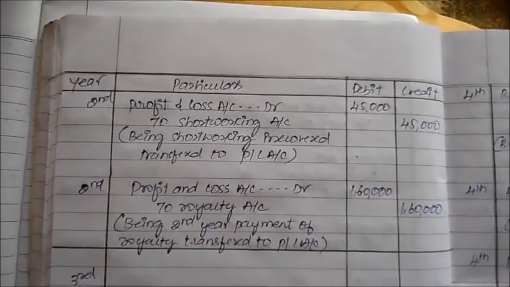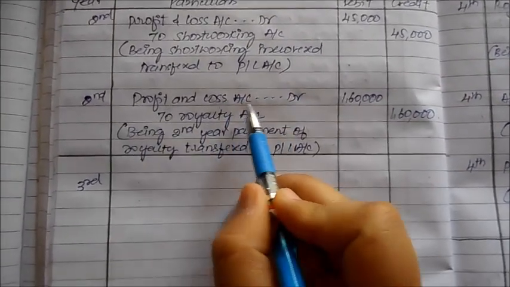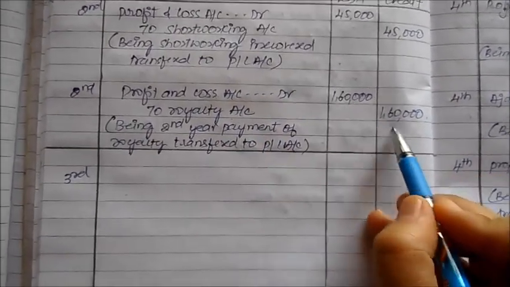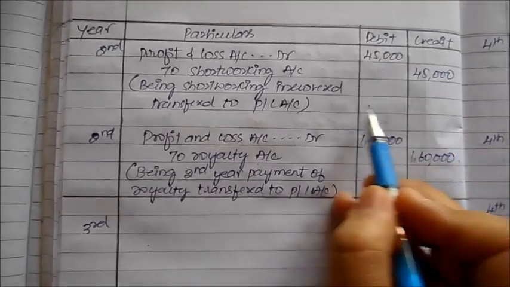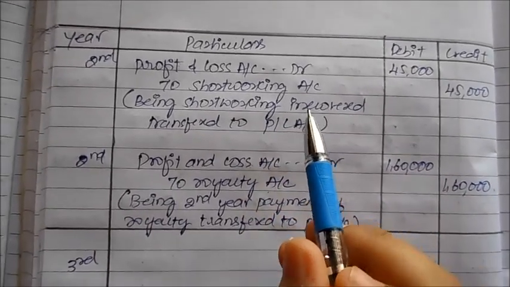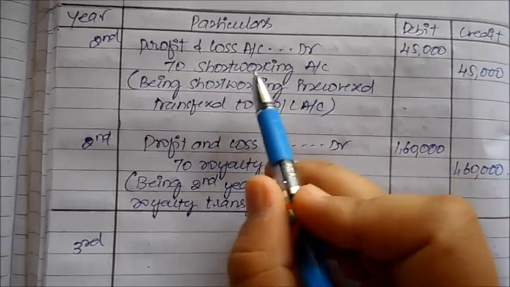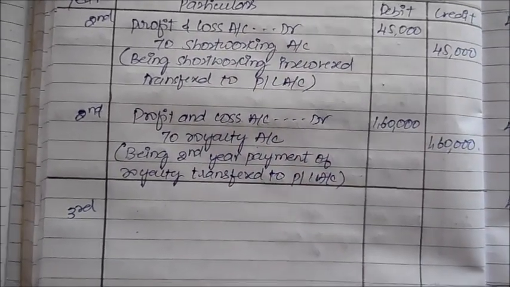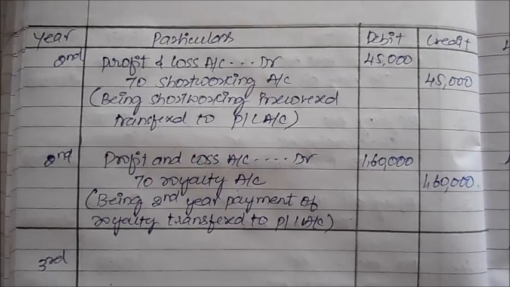Okay, so first entry here will be profit and loss account debit to royalty, actual amount of royalty that you are paying, expenditure. Next one, how much amount of short working is not recovered, so it will be P&L account debit to short working 45,000. Okay, I hope this should be clear by now.